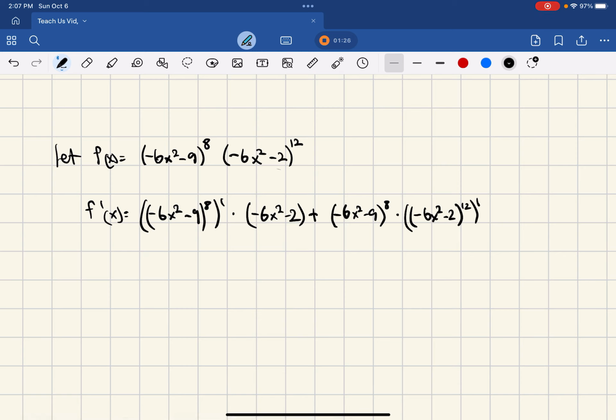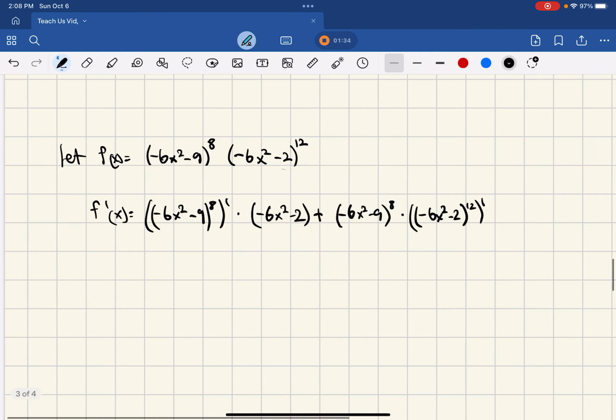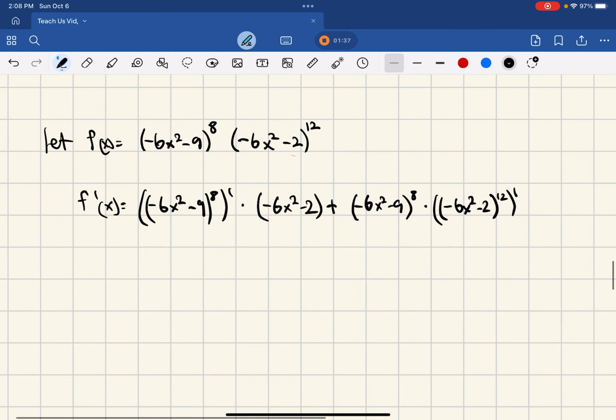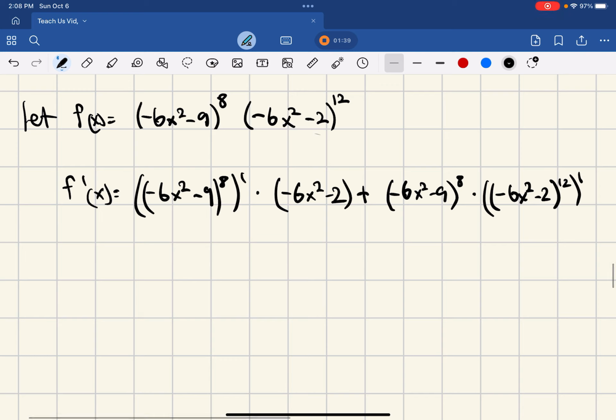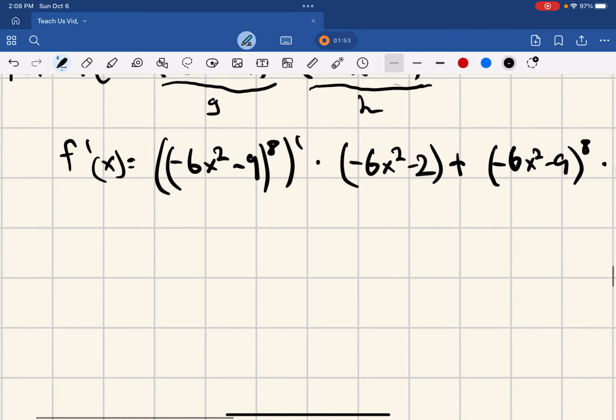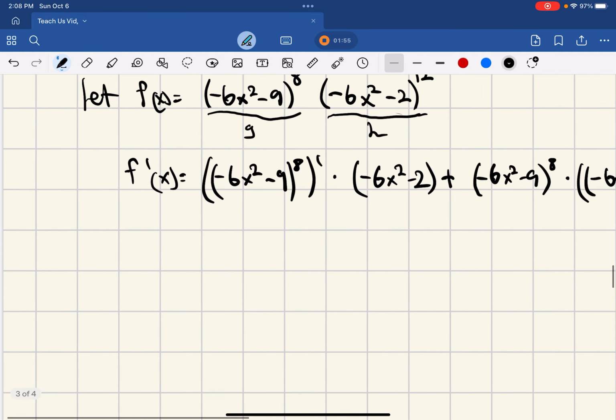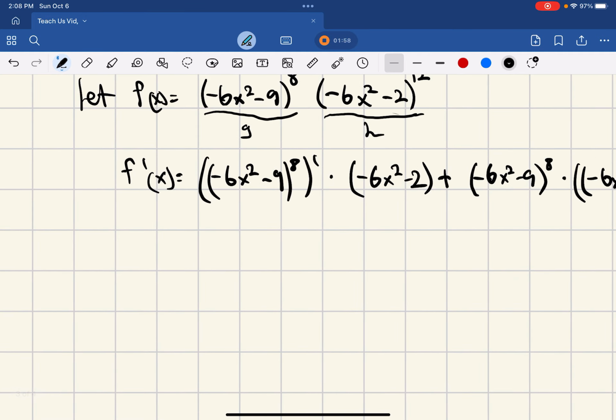So to find the derivative of the first term and the second term, we're going to need to use the chain rule. We can use the chain rule using substitution. So we can call this function here g, and we call this h. So using the chain rule, g prime of x, which is basically the first term.